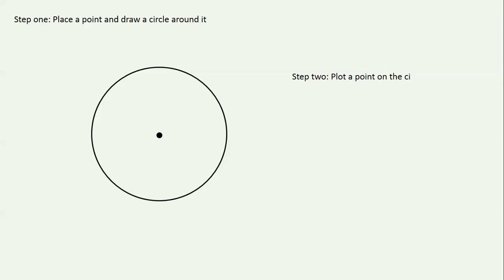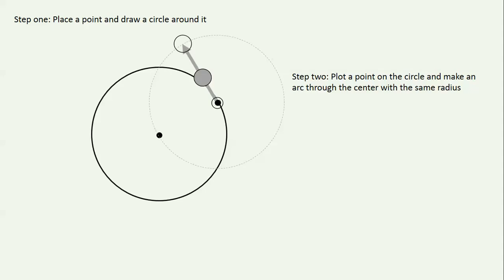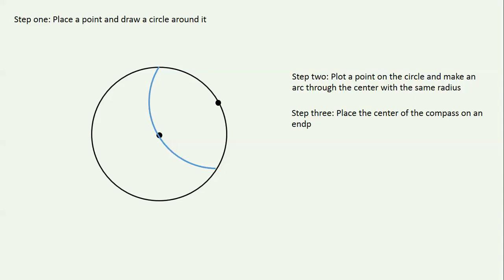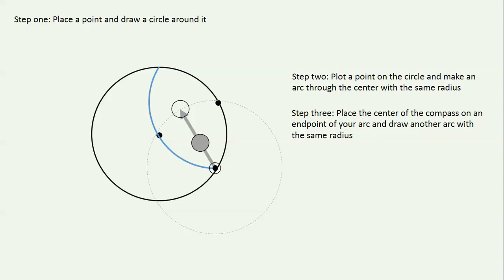Step 2, plot a point on the circle and make an arc through the center with the same radius that you just used. So I place my point, I'll place the eye of my compass on that point, and then with the exact same radius, I draw an arc inside of my circle. Step 3, place the center of the compass on an end point of your arc and draw another arc with the same radius. So there are two endpoints, so I'm going to choose one and draw my arc through the center.